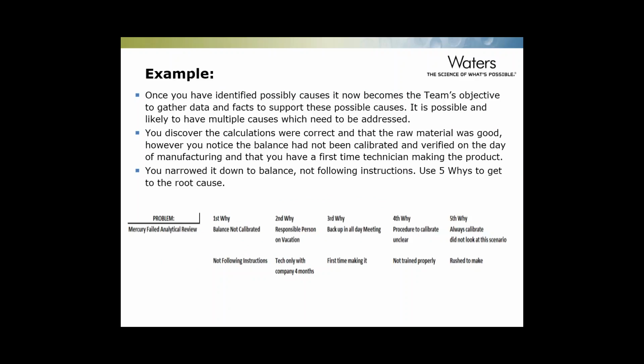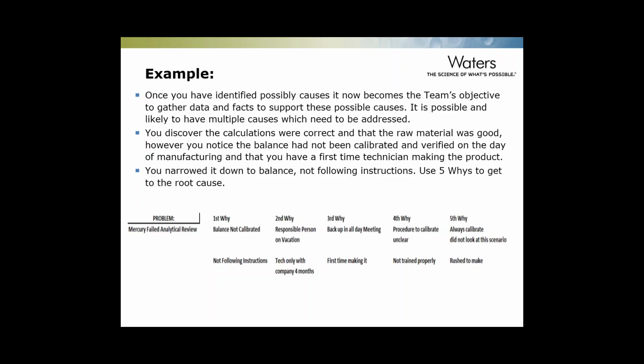The balance was not calibrated. So why wasn't the balance calibrated? Well, the person who's scheduled to calibrate the balance on a daily basis and log it is on vacation. Well, okay, so why is the person on vacation? We know why the person is on vacation, but wasn't there a backup? Again, you're kind of adding on to that why. Okay, however, the backup for that day was in a meeting all day and did not get to calibration.